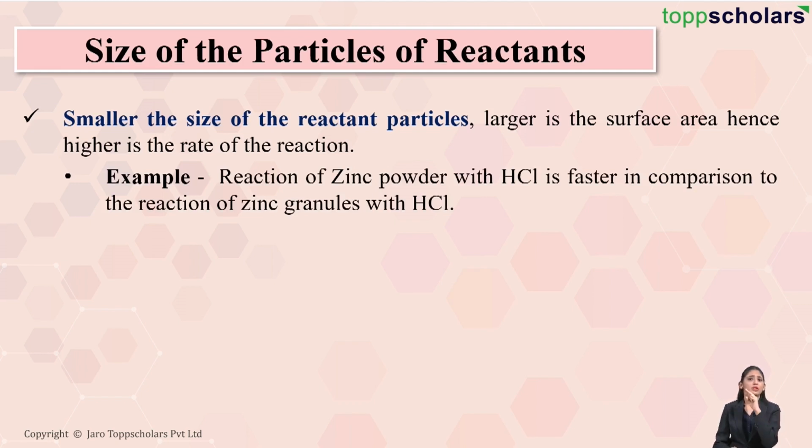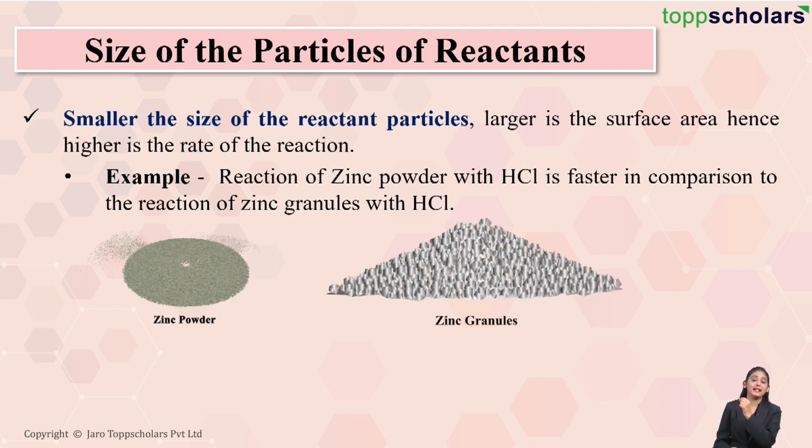So I have two test tubes. What I'm going to do is, in one test tube, I'm going to take zinc powder, and in the next test tube, I'm going to take zinc granules. Now I'm going to add hydrochloric acid in both these test tubes. Now if you observe, the reaction of zinc powder with hydrochloric acid is faster as compared to the reaction of zinc granules with hydrochloric acid.